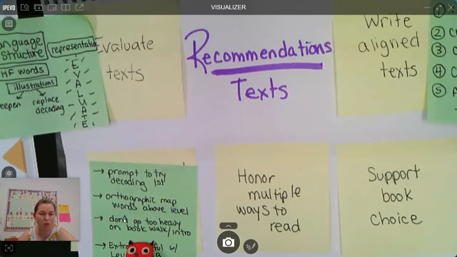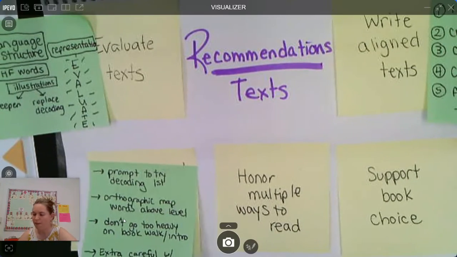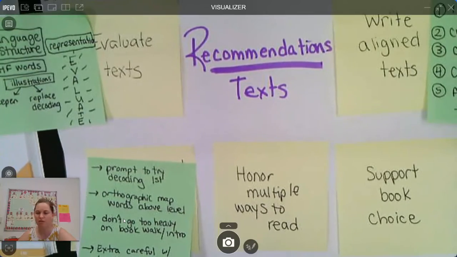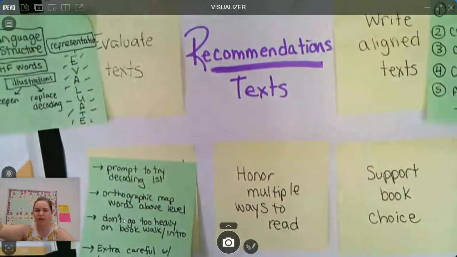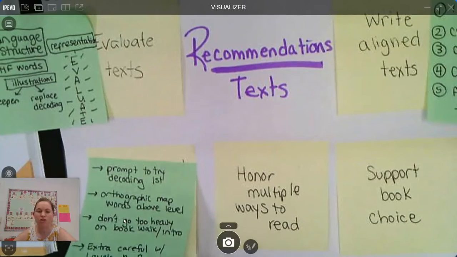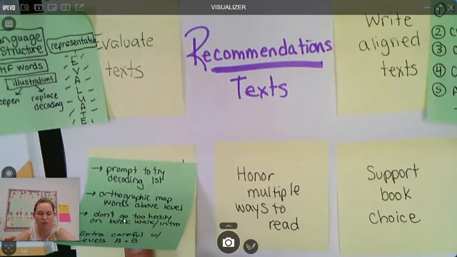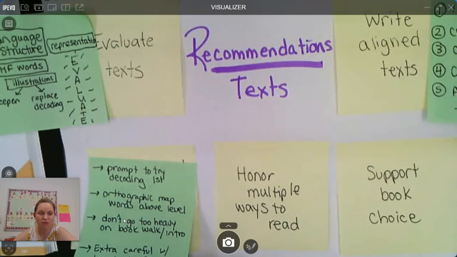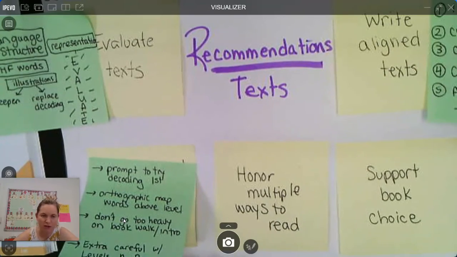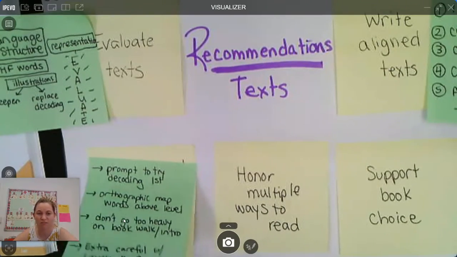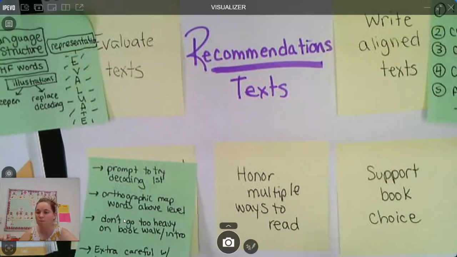Don't go too heavy on a book walk or intro. That takes away from a lot of what they need. I know with our ELLs, we tend to need that, but at the same time, just don't go too heavy on it. And then also being extra careful with levels A and B, because those are the ones that tend to have the words where you need the oral language to be able to figure out some of those things, and the decoding is not going to help you out as much. So being very careful with those levels.